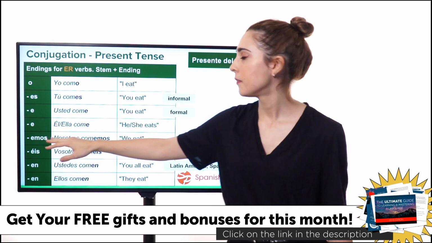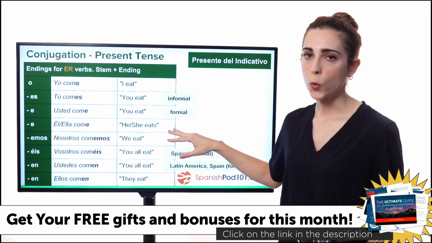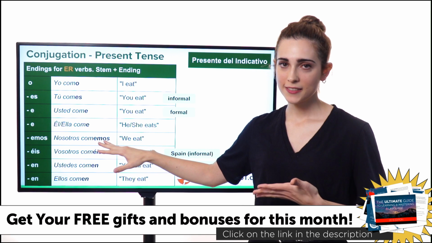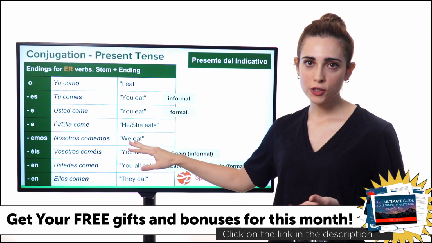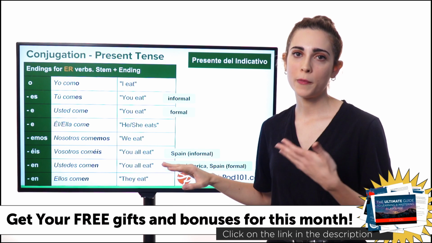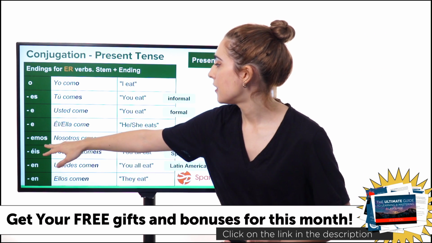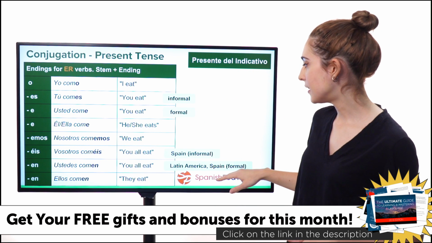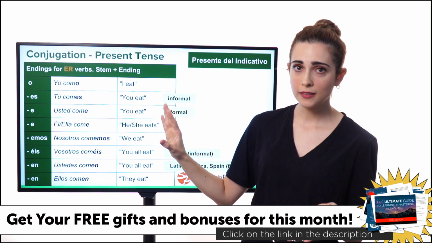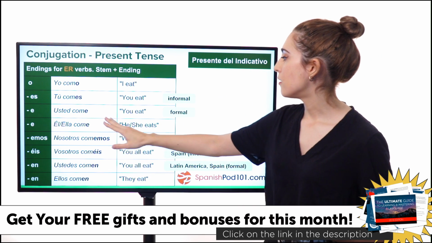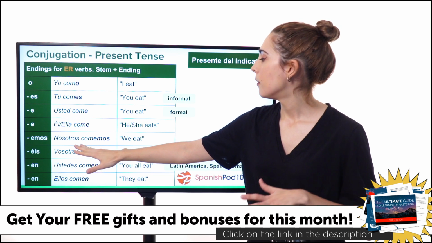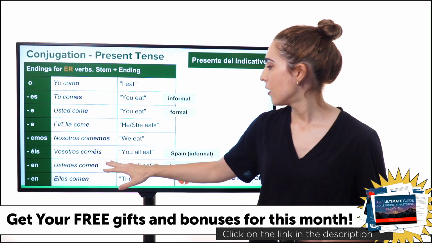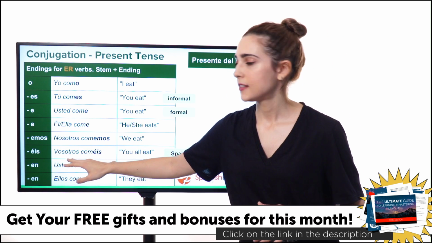We add an E. Now for the plural forms, we eat, would be in Spanish nosotros, nosotras, nosotros comemos, nosotras comemos. Again, masculine and feminine. Adding emos, E-M-O-S. Then for the second person of the plural, for the informal form in Spanish, vosotros or vosotras, vosotros coméis, vosotras coméis. We add E with an accent, I-S, eis.